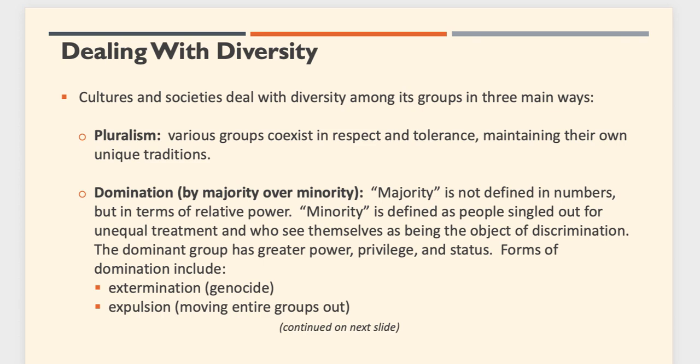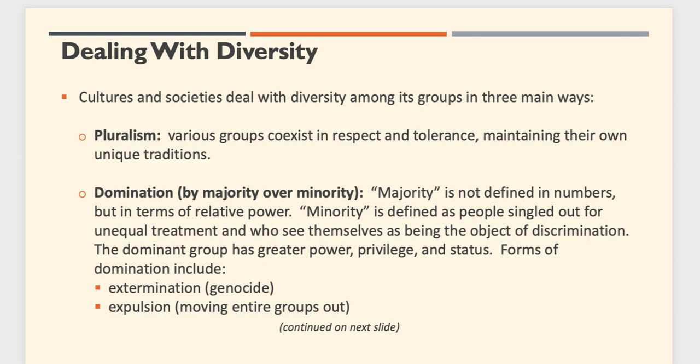But as, of course, we've come to realize, and thinkers have realized this all along, this is not a pluralistic society, but really one that leans on domination by the majority, being the Northern European whites that we talked about earlier, a domination by the majority over minority. Now, of course, majority isn't defined in numbers, although a lot of people worry about the fact that the dominant white Northern European culture is no longer the largest numbered group in American society.